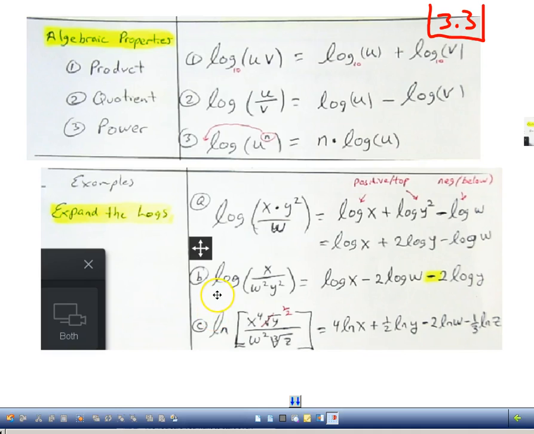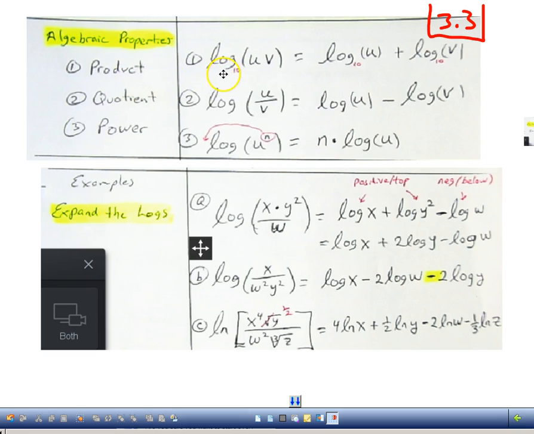Hello class. In this video I wanted to go over some of the ideas that we talked about in section 3.3 of our textbook. And those ideas are algebraic properties, three of them that we talked about that we can apply to logarithms. For example, let's talk about the product property.